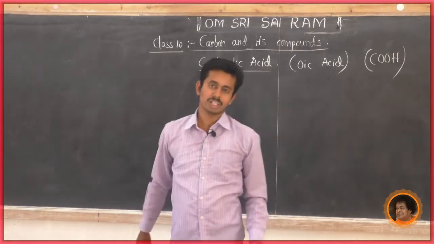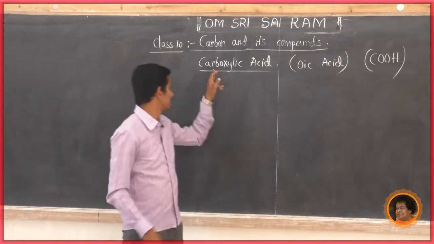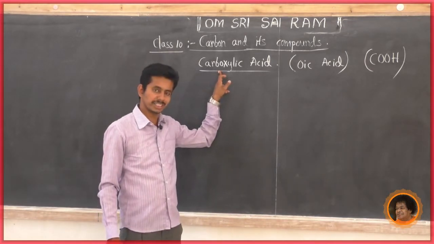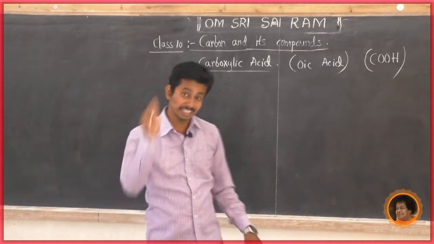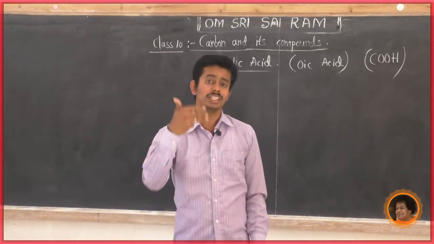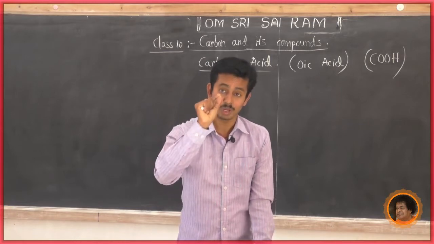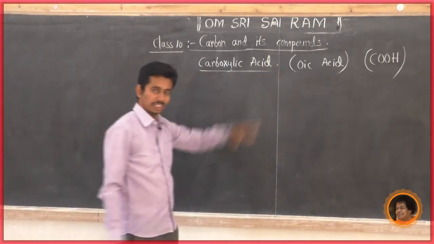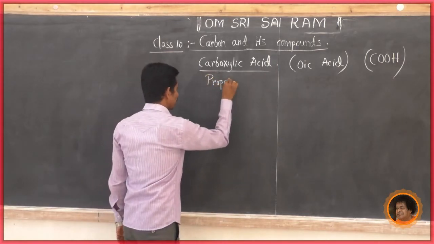One example for carboxylic acid is propanoic acid. Why is propanoic acid a carboxylic acid? Is it an example for alcohol? No, it is not an example for alcohol. If it were an alcohol, how would we pronounce it? Propanol. But it is propanoic acid, so it is a carboxylic acid. Propanoic acid.